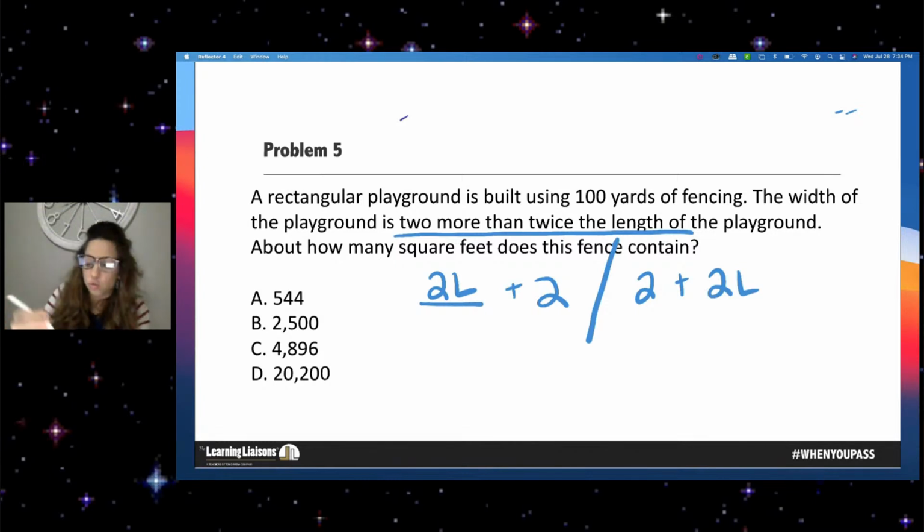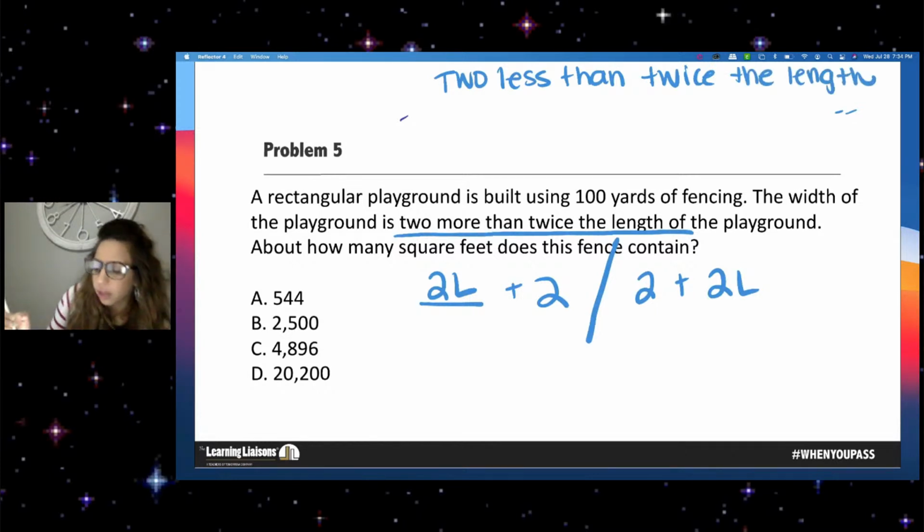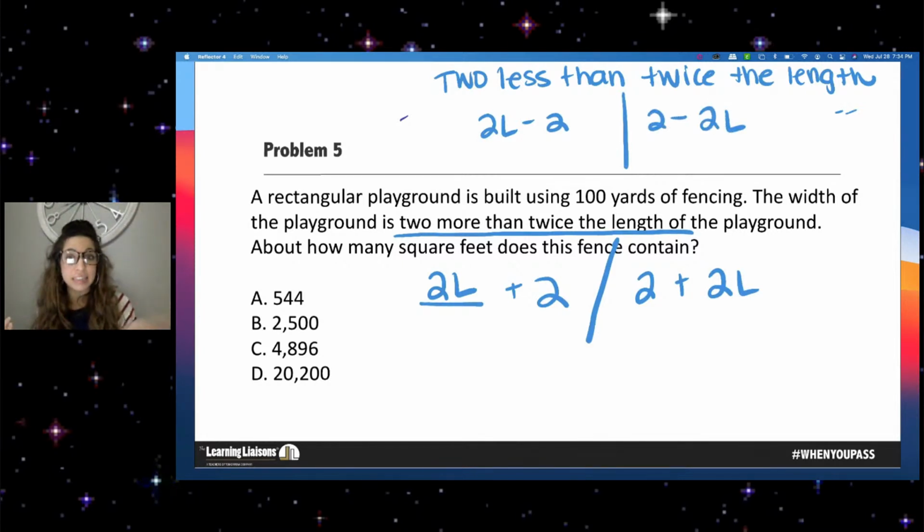Let's go ahead and change those words a bit. 2 less than twice the length. Now it does matter. 2L minus 2 and 2 minus 2L are very different things. 8 minus 4 and 4 minus 8 are not the same thing. So how do I know when to do something plus 2 or 2 plus something or something minus 2 or 2 minus something? Well, I like to think of it in real world terms.